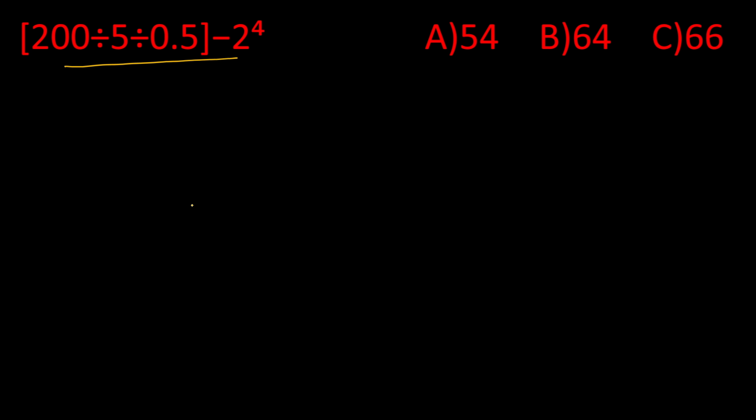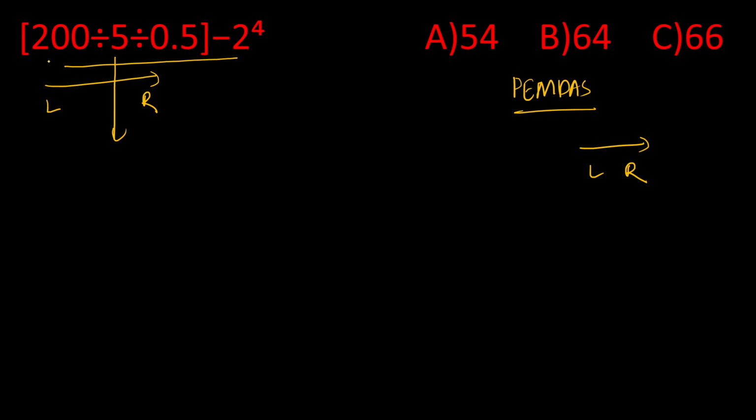The time's up. Now, as you know, we have to solve the bracket part first. Inside the bracket two division parts are there, and if there is similar priority, then we have to solve left to right. So we will solve this part first, that is 200 divided by 5, which equals 40 here. So we'll simply write 40 in place of this division.